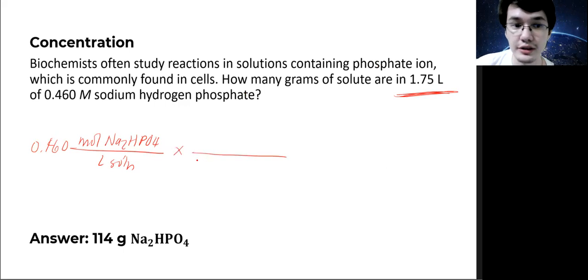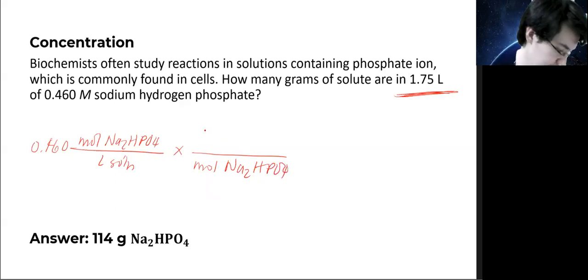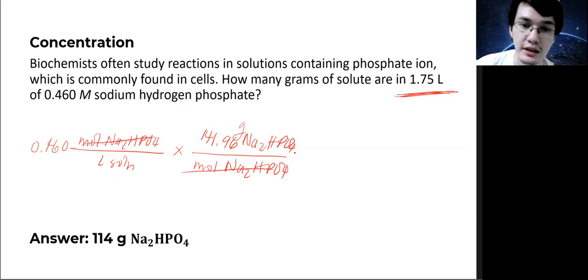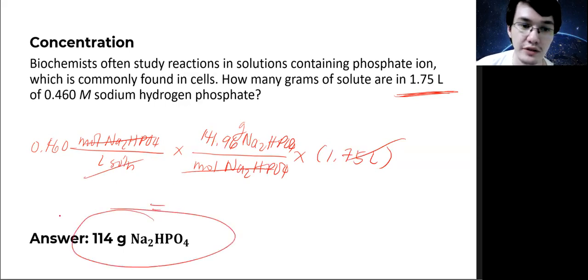So I convert the sodium hydrogen phosphate to moles, 2 grams, which is divided by the molar mass of sodium hydrogen phosphate. So it cancels out, no? So that only grams remain, multiply it by 1.75 liters so it cancels. Then we will get 114 grams of sodium hydrogen phosphate.